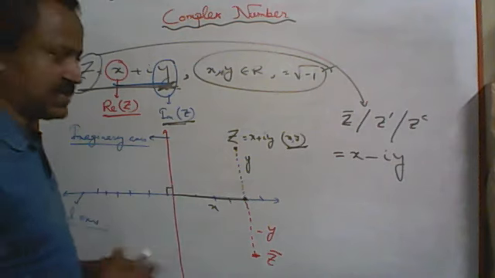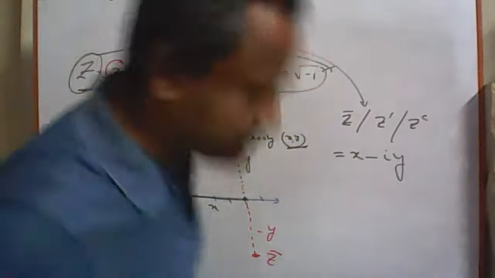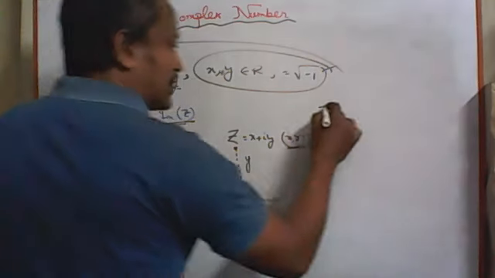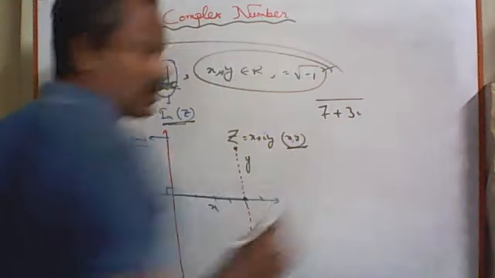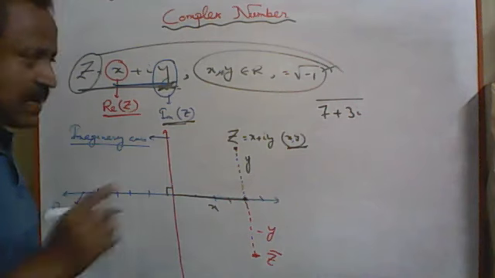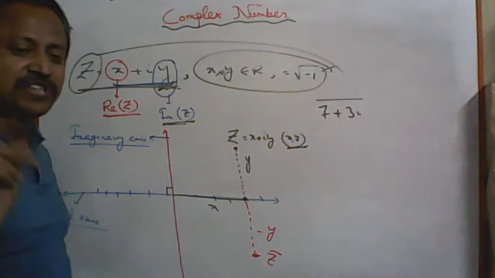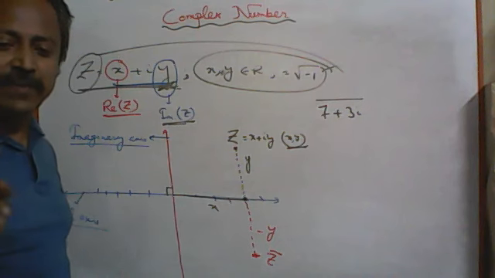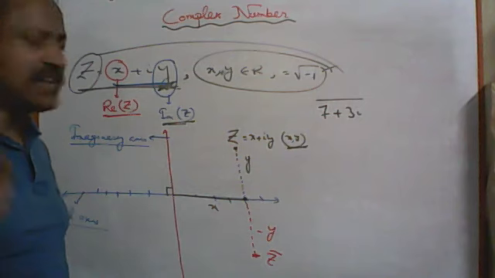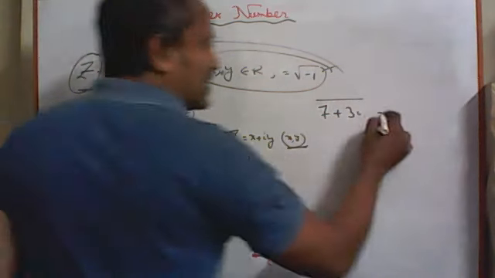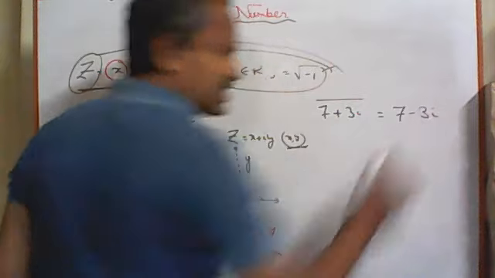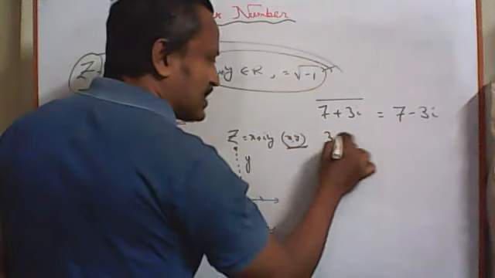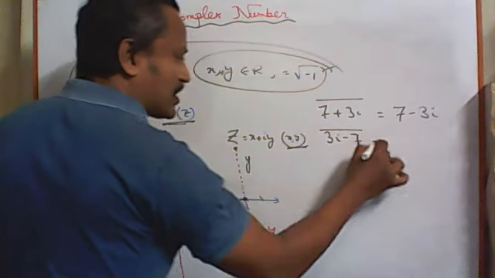Now a simple question. If we want to find out the conjugate of 7 plus 3i, what will be the result? Here what is the imaginary part? We have to change the sign of the imaginary part. For 7 plus 3i, the imaginary part is 3. So simply you can say the conjugate is 7 minus 3i. Right? Very good.